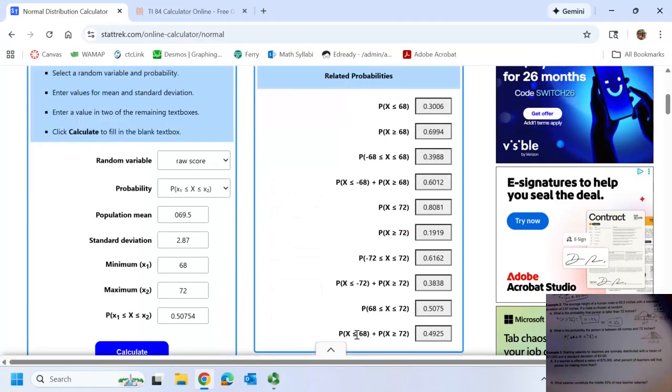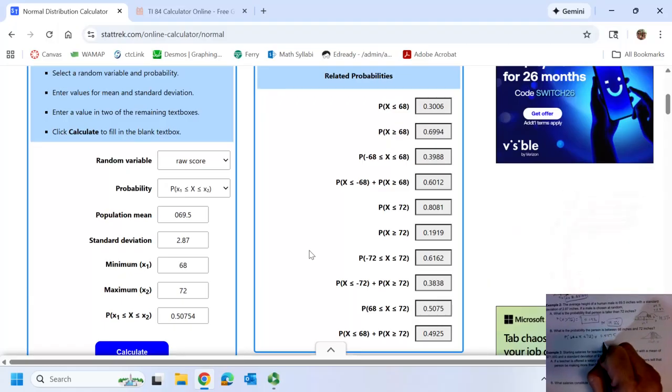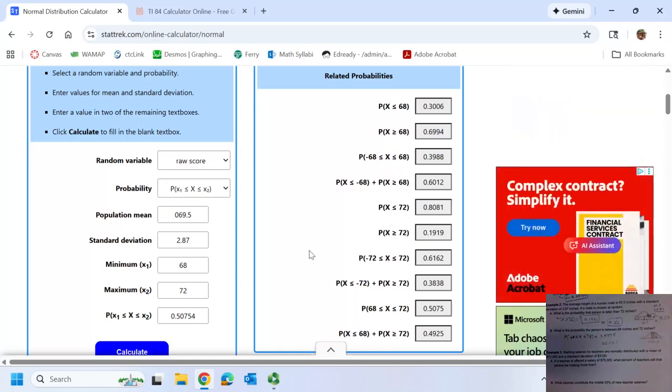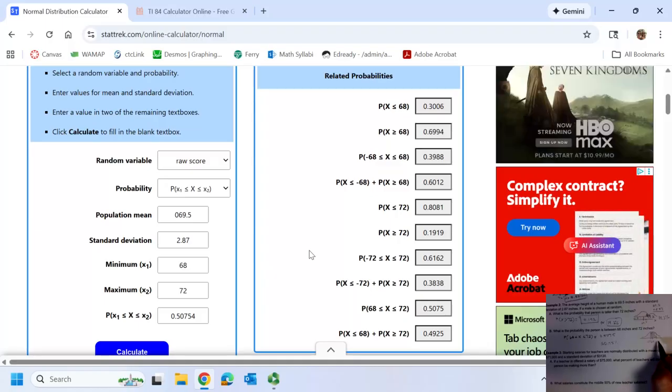There we go. Now you want to be careful because the probabilities they give you are all of them. So we need to look through and find the one that we really wanted. And it's all the way down here. This probability between 68 and 72, so that is 0.5075 or 50.75%. Just about half of the adult men would be between 68 inches and 72 inches.